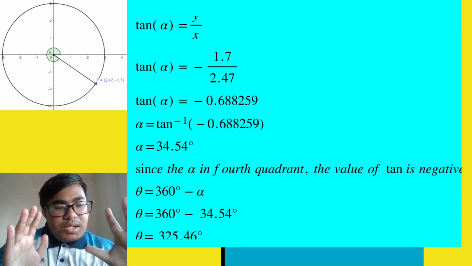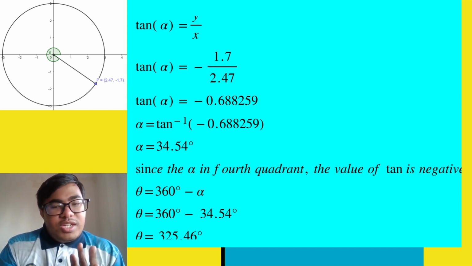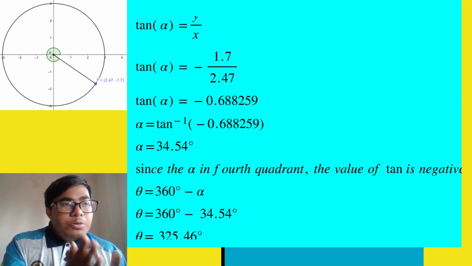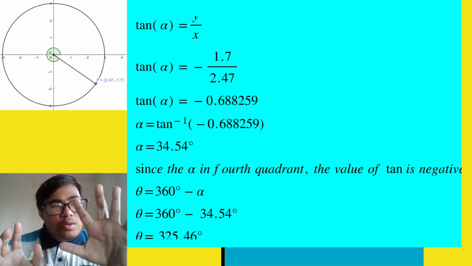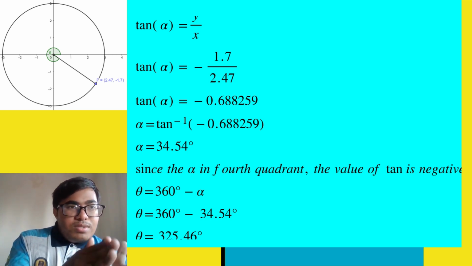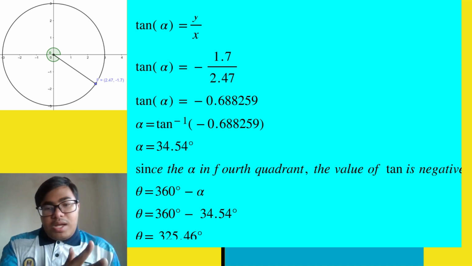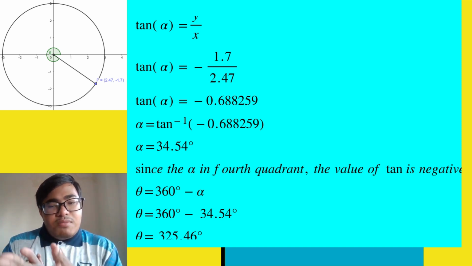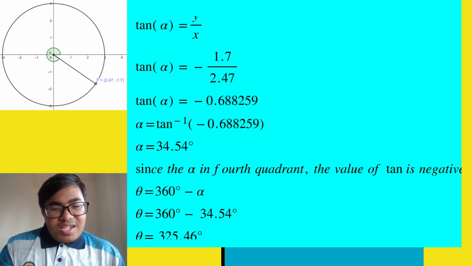Then after we get alpha, we can get theta. One of the characteristics of the fourth quadrant is that alpha equals 360 minus theta. Now we want to make theta the subject, so we just move alpha from left to right and theta from right to left. So we get theta equal to 360 minus alpha. So we get 360 degrees minus 34.54 degrees, and theta is 325.46 degrees. Easy? Yes, very easy.